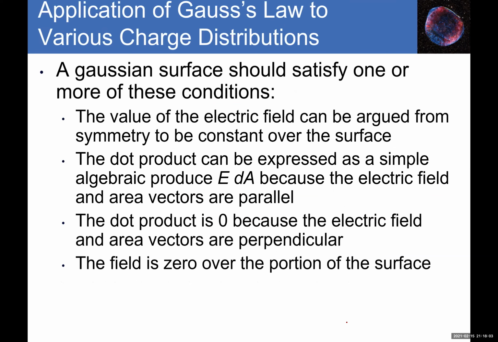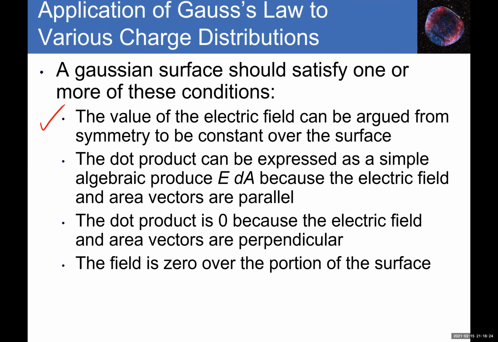All right, so a few things. The Gaussian surface should satisfy one or more of these conditions. The value of the electric field can be argued from symmetry to be constant over the surface. That means we want this. Why? Because if the electric field is constant over the surface, it can come out of the integral, and the integral just becomes the integral of just dA.